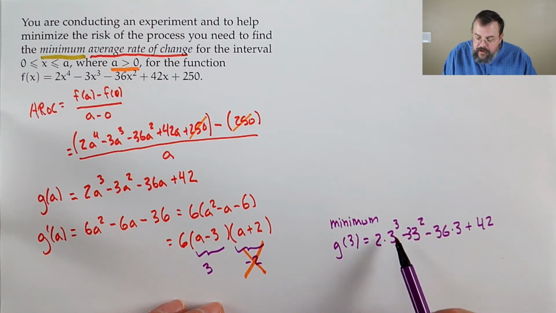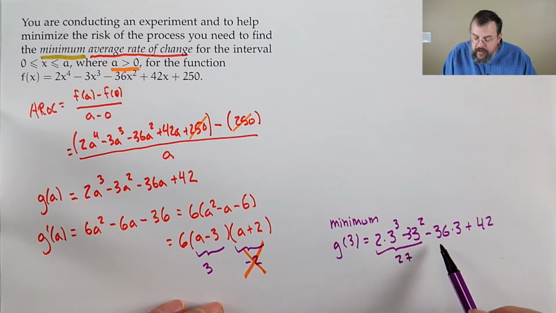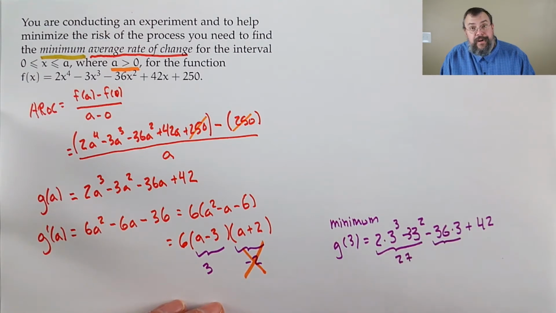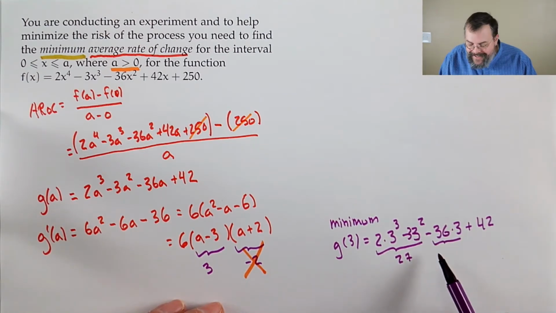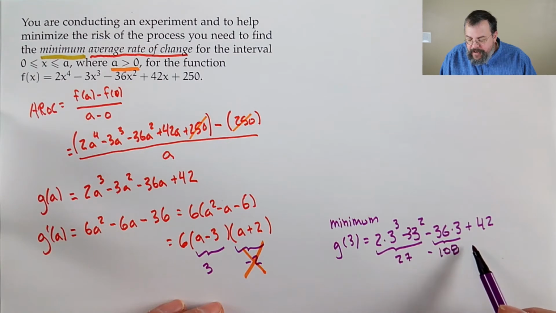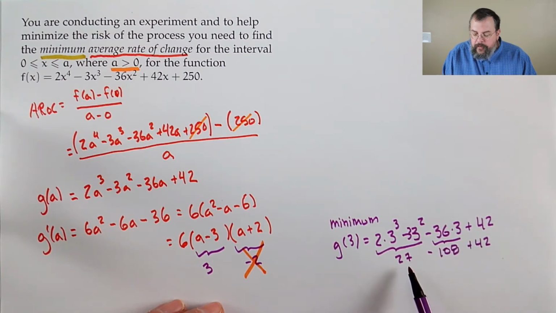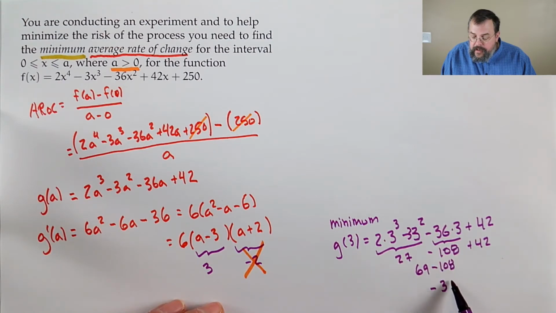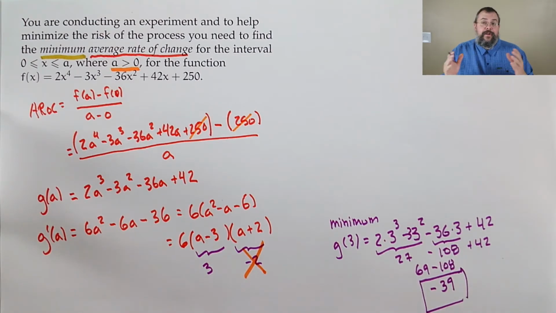Well, if I take 2 times 3 cubed, this is also 3 cubed. So this is really 3 cubed, which is 27. Here, 36 times 3, 108, of course, as we all know. And plus 42. 42 and 27 make 69. 69, subtract 108, would get us to negative 39. Okay, so that is what the answer should be.